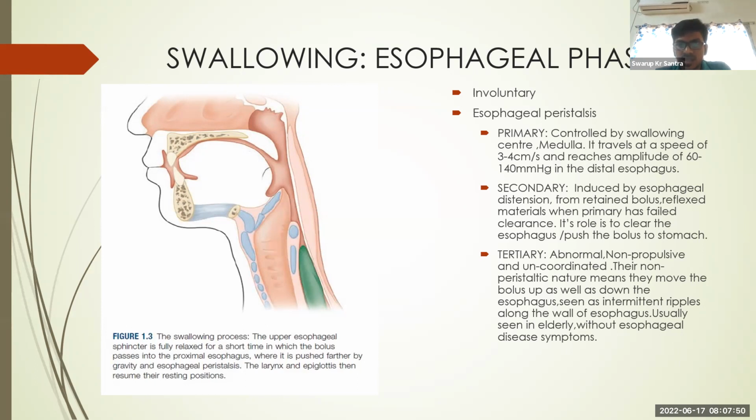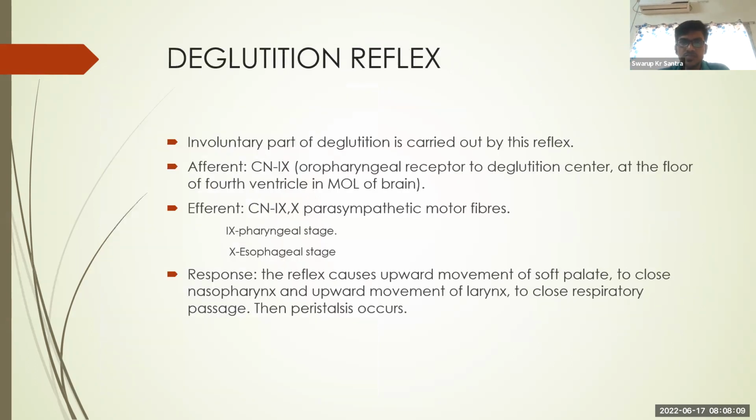The tertiary peristalsis is also present. That is abnormal, non-propulsive and uncoordinated, basically seen in elderly people, when it doesn't follow the peristaltic nature, that means they move the bolus up and down in both ways.